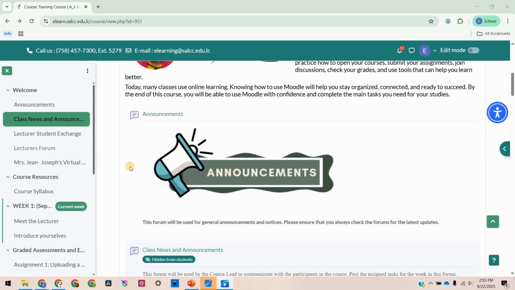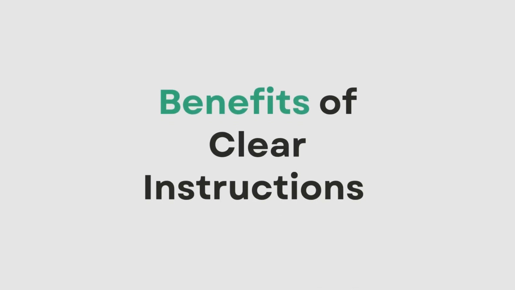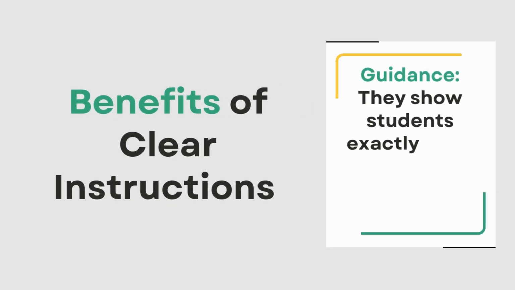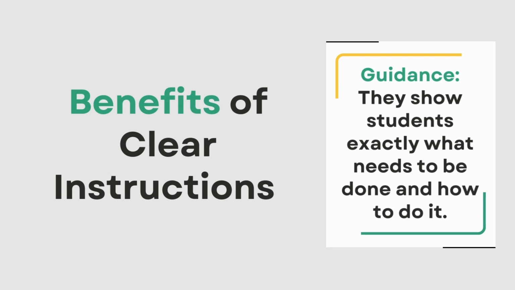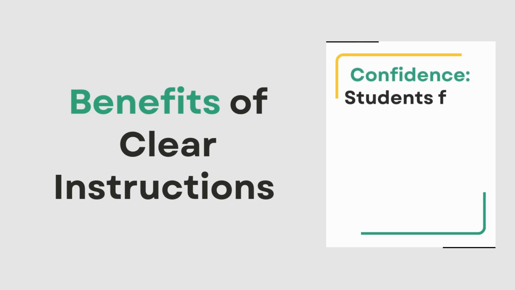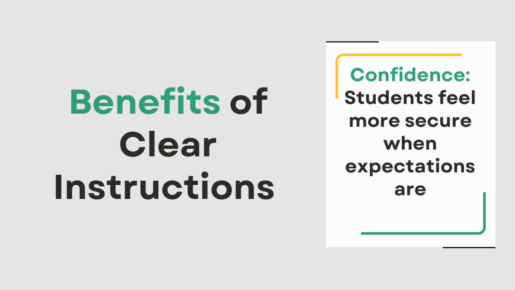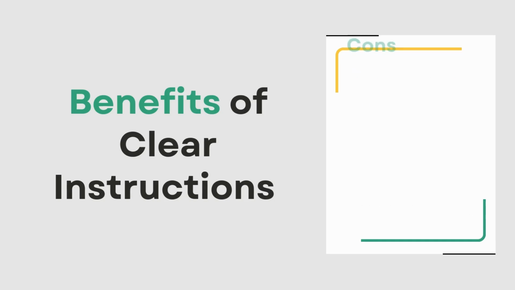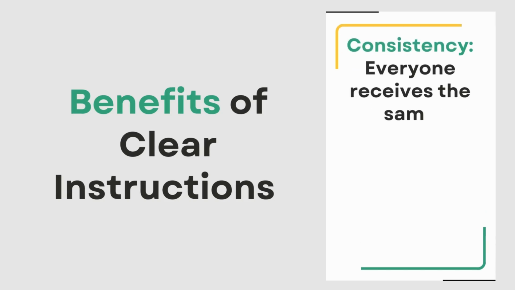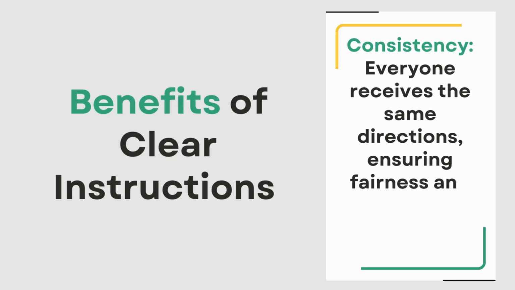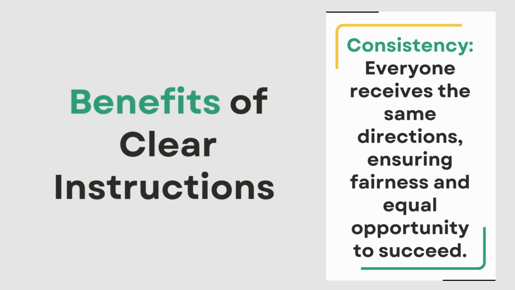Now, let us have a look at some of the benefits of clear instructions. Clear instructions help in 3 important ways. 1. Guidance. They show students exactly what needs to be done and how to do it. 2. Confidence. Students feel more secure when expectations are transparent. 3. Consistency. Everyone receives the same directions, ensuring fairness and equal opportunity to succeed.